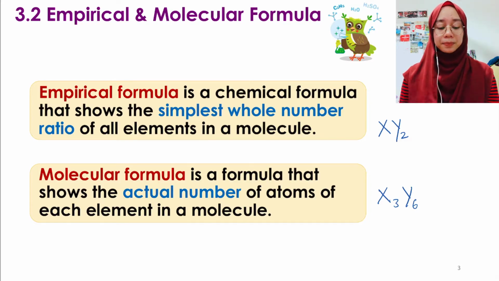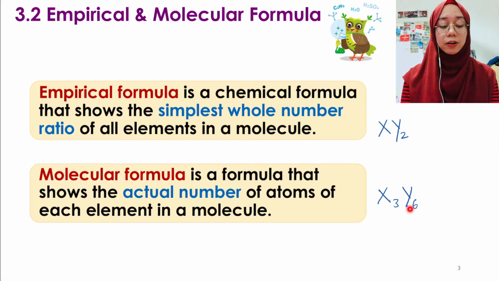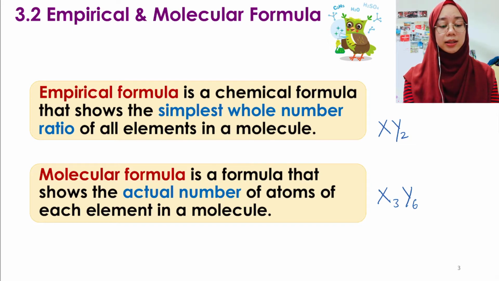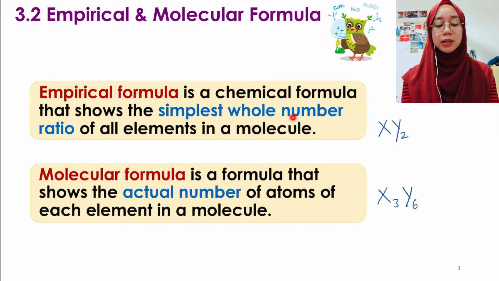Okay, jadi yang atas ni adalah simplest whole number ratio, whereby you cannot simplify dah lagi the ratio between X and Y. Okay, memang ini dah paling simplest one dah. Meanwhile, kalau ini pula the actual number of the atoms yang ada dalam molecule tersebut. Okay, so itu beza antara empirical and also molecular formula. So it is very important, the key points kat sini kalau untuk empirical formula, it is the simplest whole number ratio. Meanwhile, untuk molecular formula pula adalah actual number of atoms.